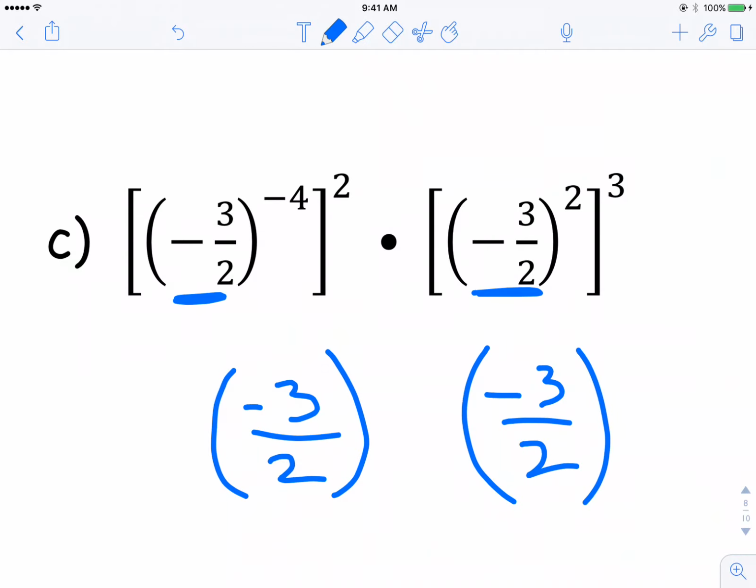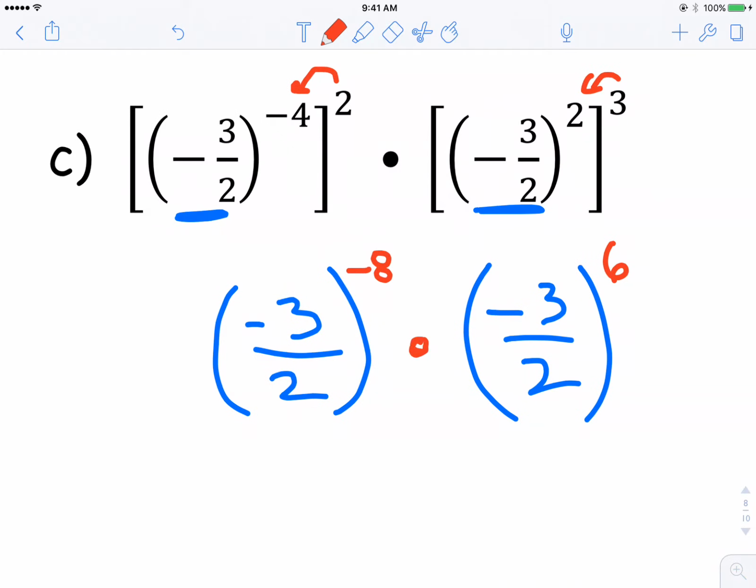Bracket here, and if I remember my rules, a power raised to a power, I'm going to multiply that. So negative 4 times 2 is going to give me negative 8, and I'm going to multiply this, which is going to give me 2 times 3, which is 6.